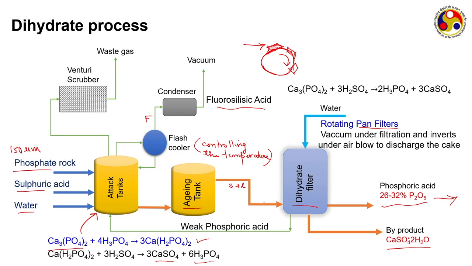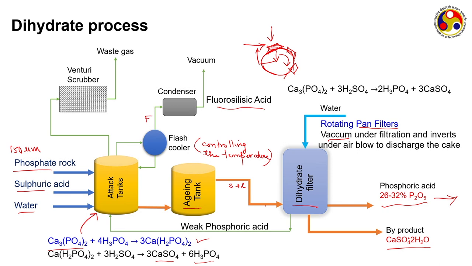When I talk of this arrow, it is the same arrow where solid plus liquid enters this filtration unit. In the pan filter, you apply vacuum. So the cake will be deposited on the filter and the filtrate will come down. But you need to wash it, so whatever filtrate is coming down, you send it again on top of it. You keep it washing under vacuum so that the entire cake of gypsum comes out. Once it comes out, it falls down in this direction. This is the cake that comes out as a byproduct, gypsum.